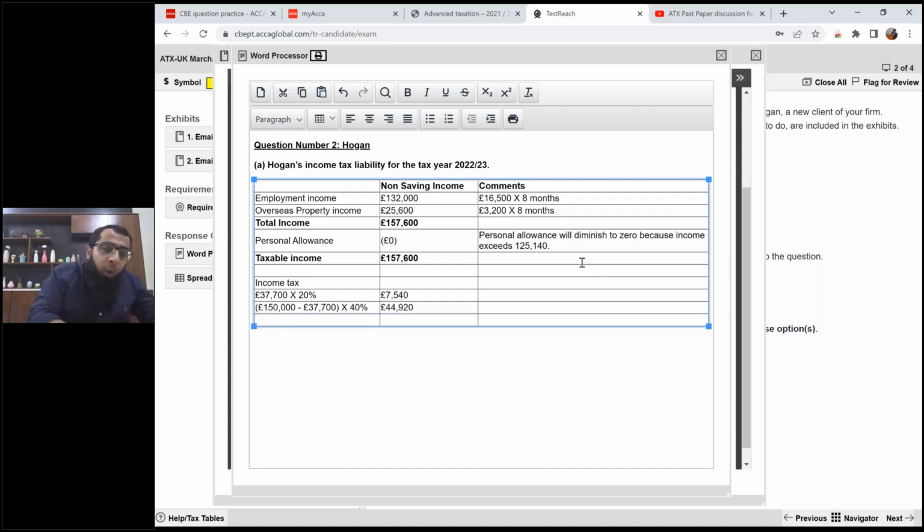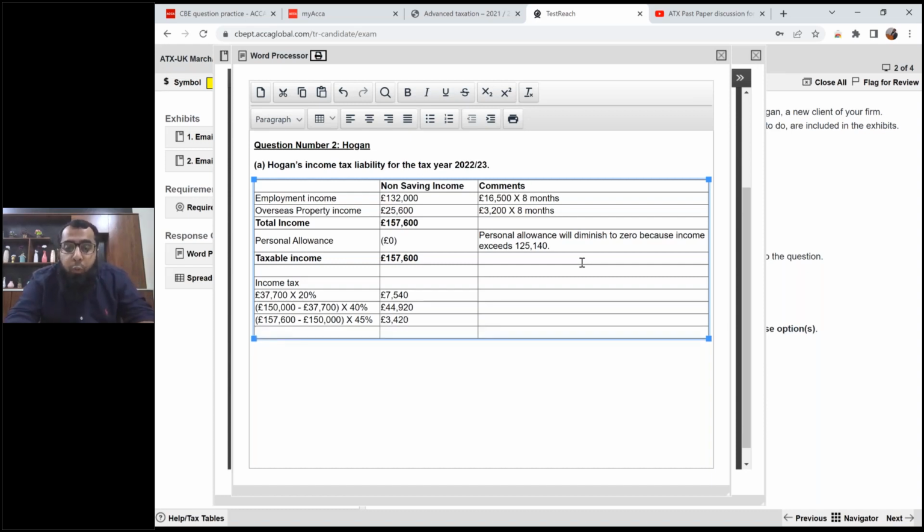44,920. And then on the remaining, 157,600 minus 150,000, you will apply 45%. So on 7,600, at 45%, it's 3,420. So your income tax is, can anyone tell me? 7,540, 44,920, and 3,420. It's 55,880.